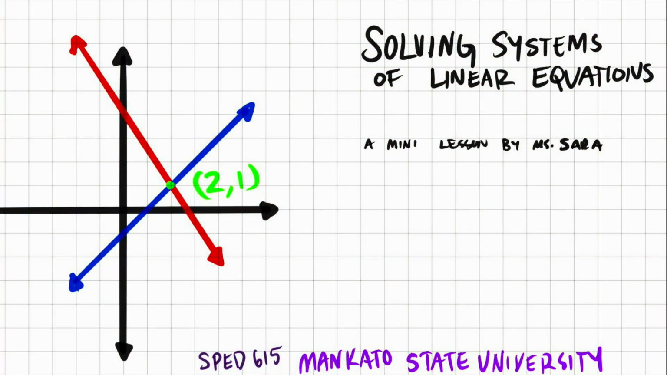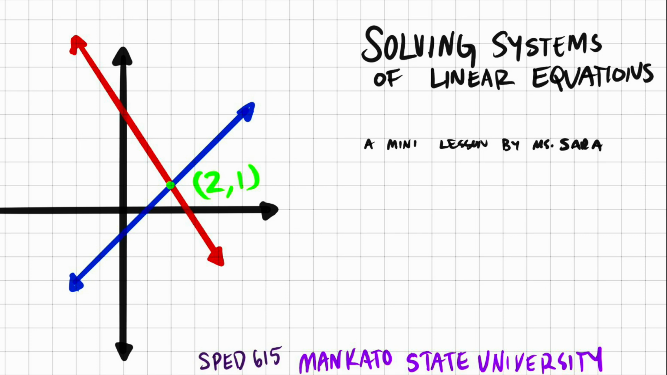Right here we have two lines that intersect and they both meet at the point 2 comma 1. This is the solution to those two lines or those two systems of equations. So 2 comma 1 is the solution. When a question is asking you to solve for a system of equations, it'll either give you an image of the two lines on a graph, or more commonly, you'll get two equations and you'll have to solve for the solution.